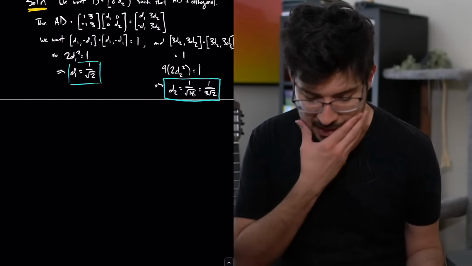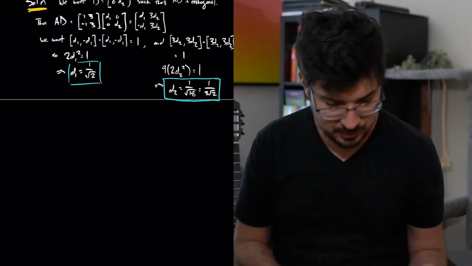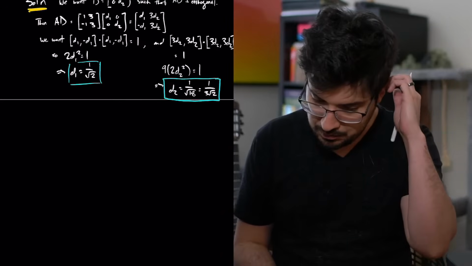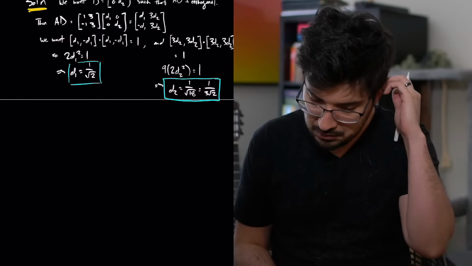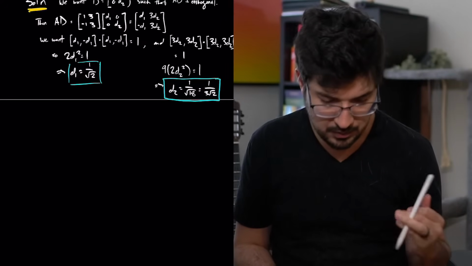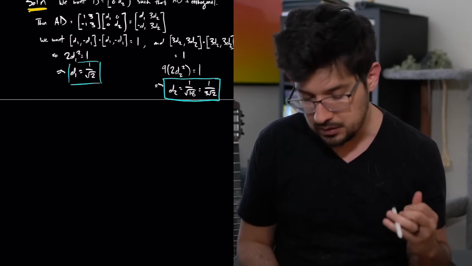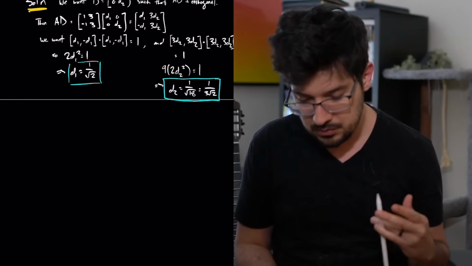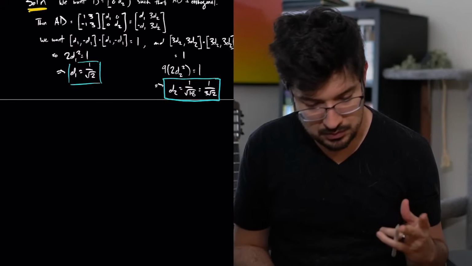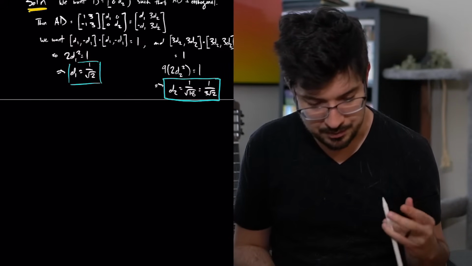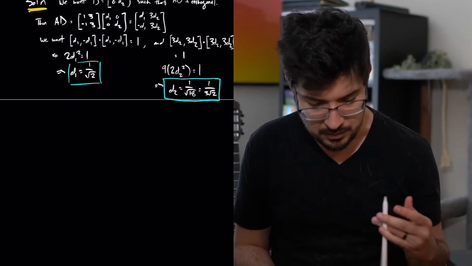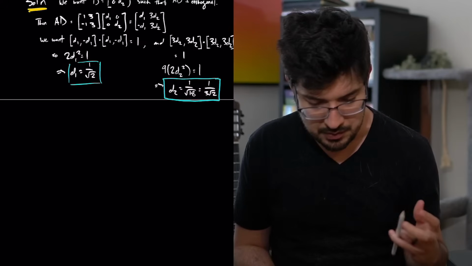Okay, so we found D1, D2. And it is true that D1 and D2 will be orthogonal. So did this work? Did I do this right?